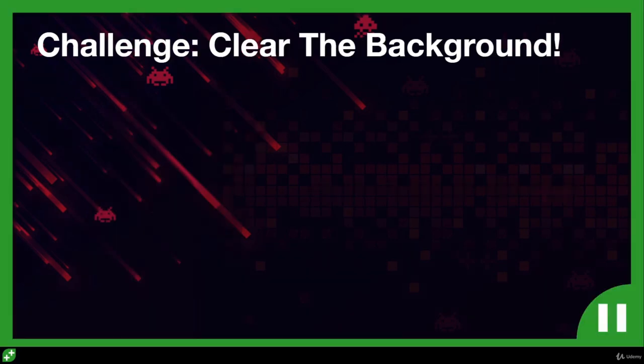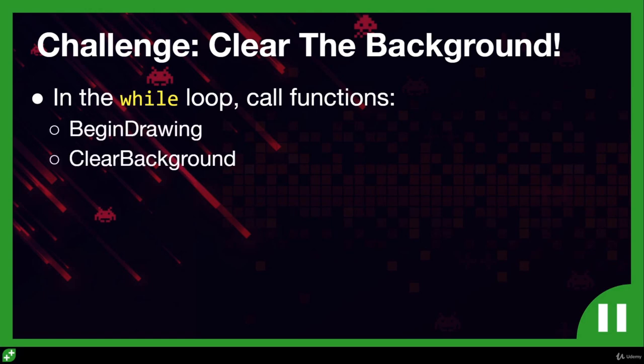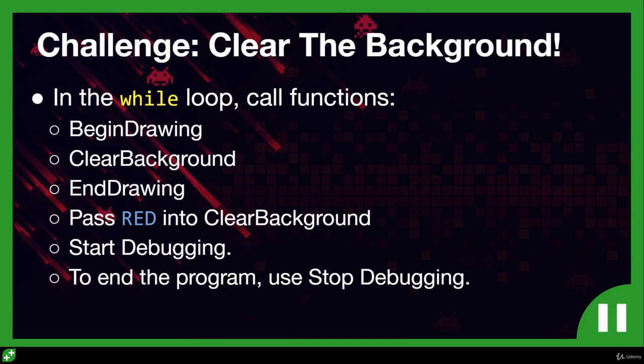So as a quick challenge, add these functions to your while loop. You'll add function calls to begin drawing, clear background, and end drawing. For clear background, pass in red in all caps. Use start debugging to start the program and stop debugging to end it. Pause the video and try this now.